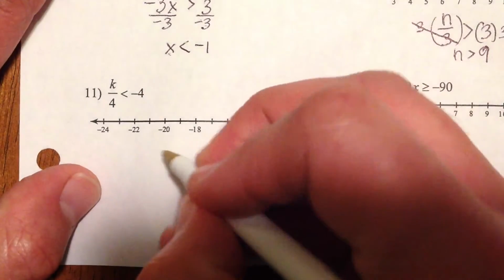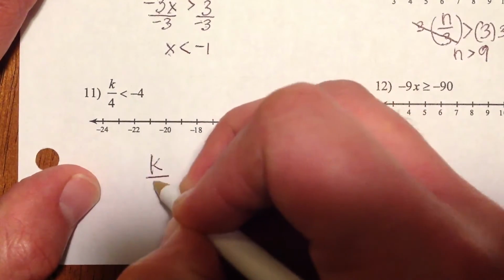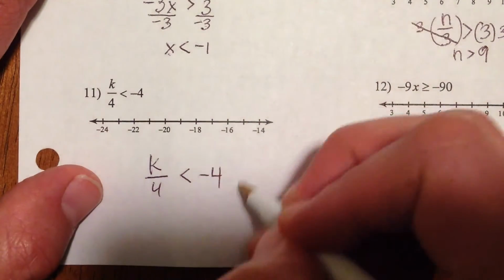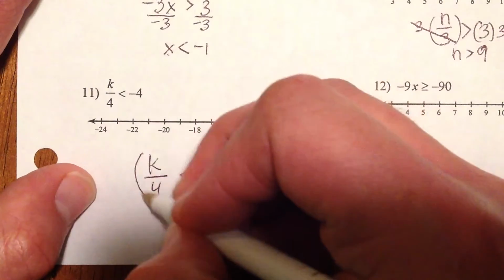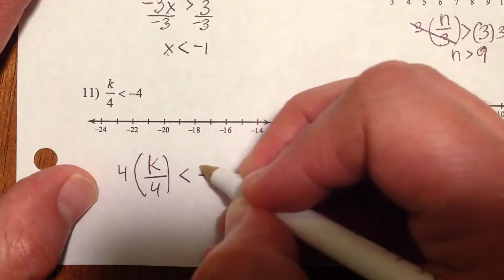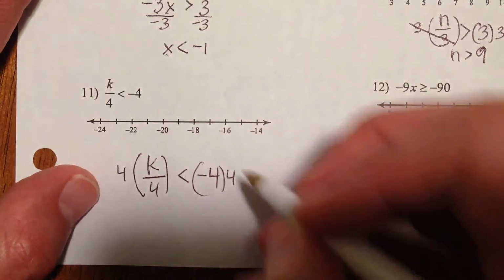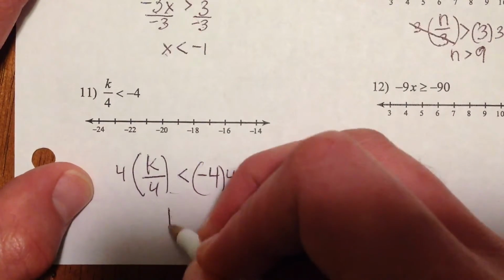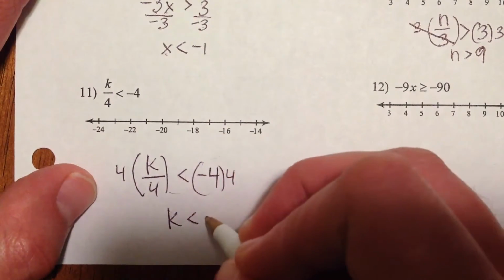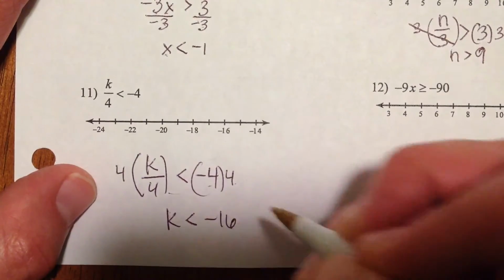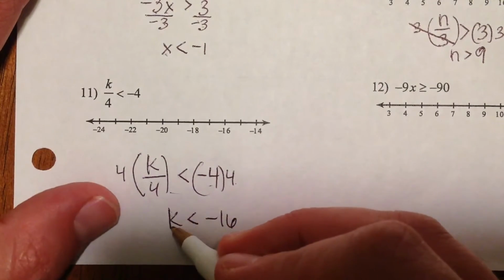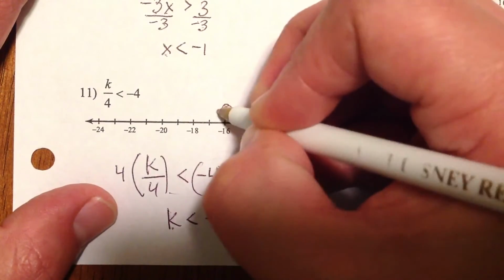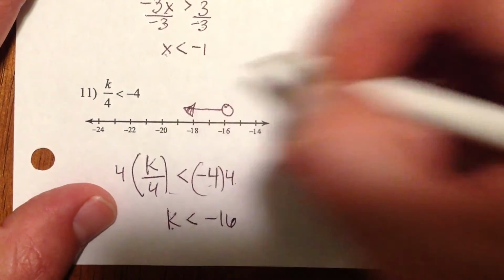Number 12. I have k divided by 4 is less than negative 4. Even though this is a negative here, I still have to get rid of this positive 4 by multiplying by positive 4. So I'm multiplying by a positive 4, no sign switch needed. K is less than negative 4 times 4 is negative 16. My variable's on the left, I'm all set with that. Less than means an open circle at negative 16, and less than head to the left.